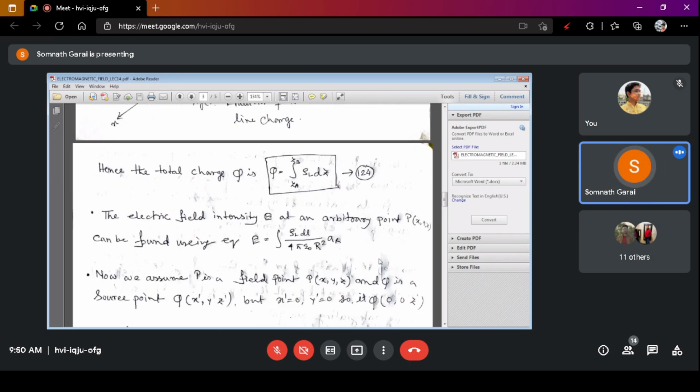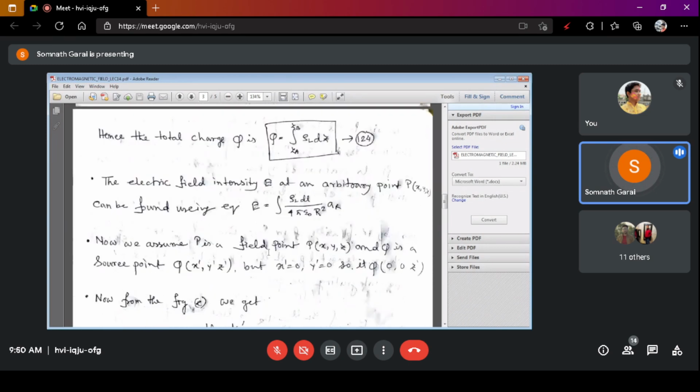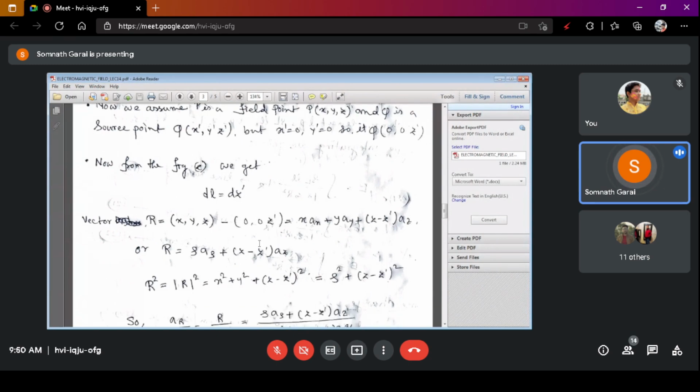Because the value of OP is z, but the value of OQ is z dot. So the vector represented as capital R is equal to x, y, z minus 0, 0, z dot. So the vector in Cartesian coordinate is x into ax plus y into ay plus z minus z dot into az. Got my point?